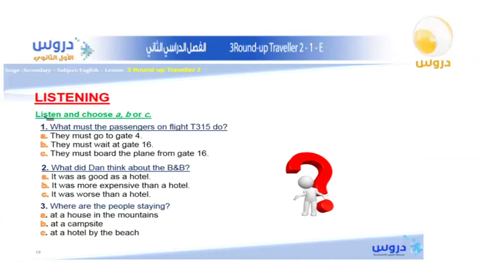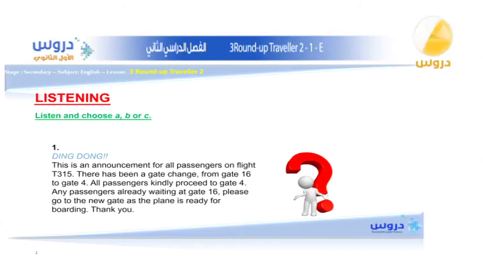Here we go to the listening section. Listen and choose A, B, or C. So now we have a text and we have paragraphs. Focus, okay, and listen carefully. Listen carefully and you have to figure out what's the answer. Number one, paragraph number one is ding dong. Ding dong. This is like the sound of a bell.